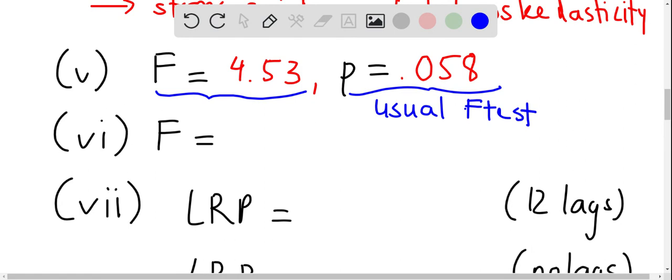And this is the heteroscedasticity robust test. Right. So the heteroscedasticity robust test for the lags show a very strong significance of the wage effect.